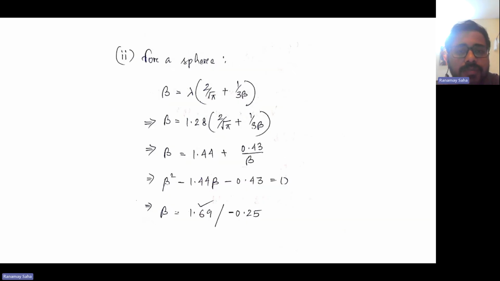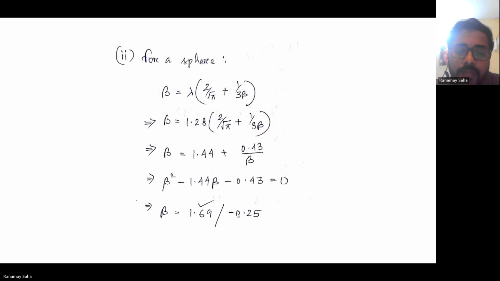And then we proceed with the next part of the problem, where we have a sphere casting to be prepared. So here the dimensionless constant beta varies as lambda multiplied by 2 by root pi plus 1 by thrice of beta. Okay, so simply solve this equation. So you have a 2 degree polynomial equation here. So you have beta as 1.69 or minus 0.25. When you solve this equation, you'll find these two values of beta.